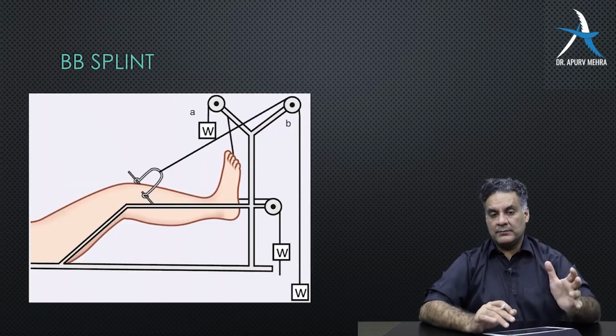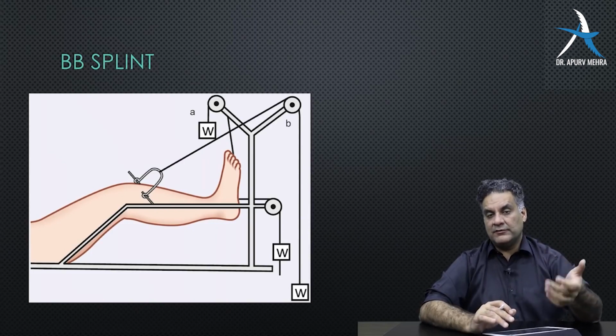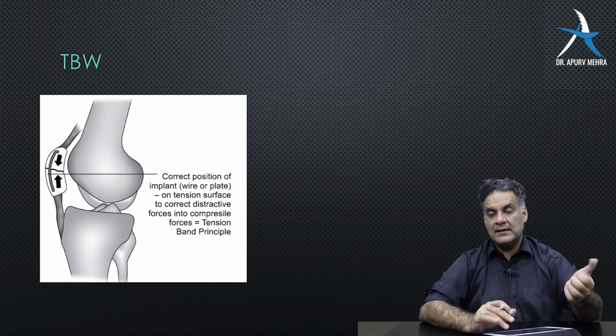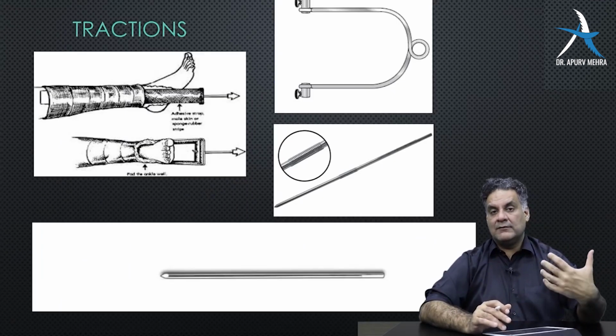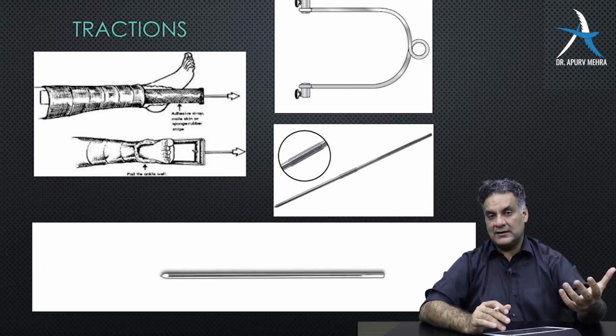And Bohler-Braun splint is used for giving tractions in the lower limb, for the femur, for the knee, or for the tibia. Tension band wiring is done for the fractures of patella. Fracture patella images are very commonly shown to you. When you give traction to the bone, it is a skeletal traction. You can give up to 20 kgs, and skin traction, when you give to the skin, 3 to 4 kgs. When you fix a bone with a plate, this is a classical plate called the dynamic compression plate.